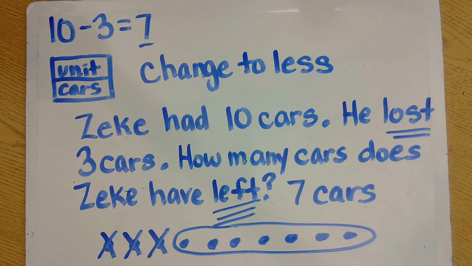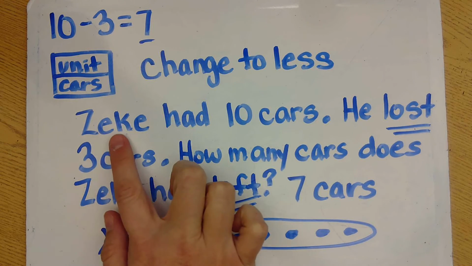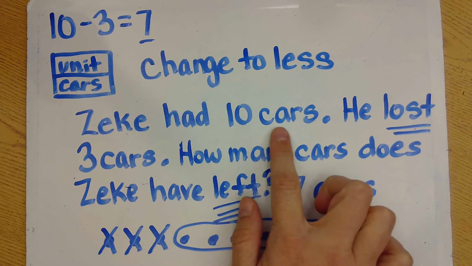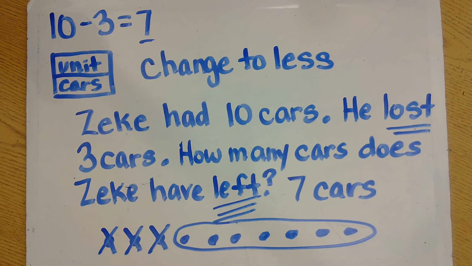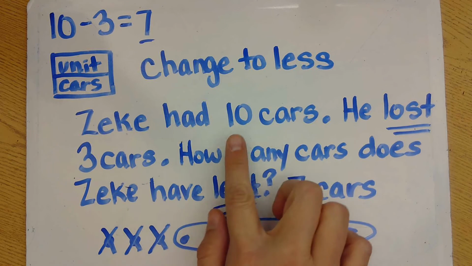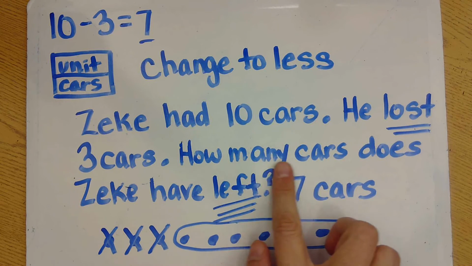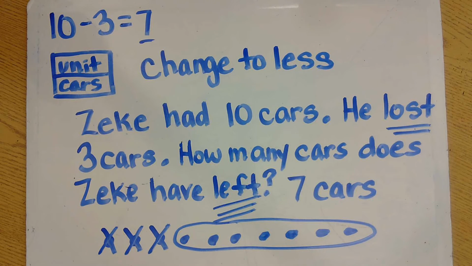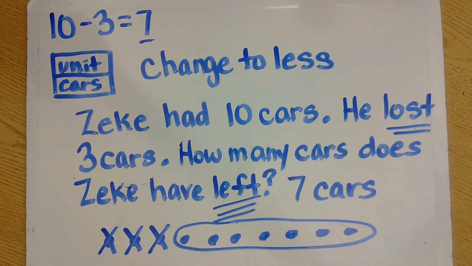Another couple of important things to notice or to include when you write a number story, well, we need information. We need one piece of information, we need another piece of information, and then we need a question. So the thing about number stories is it includes words, and a number story also includes numbers, and most importantly, there is something in the story that we have to figure out. In this case, we have to figure out how many cars does Zeke have left.